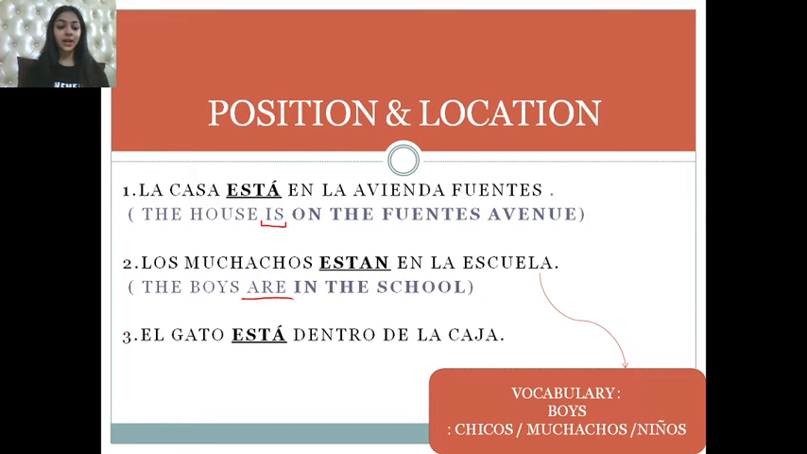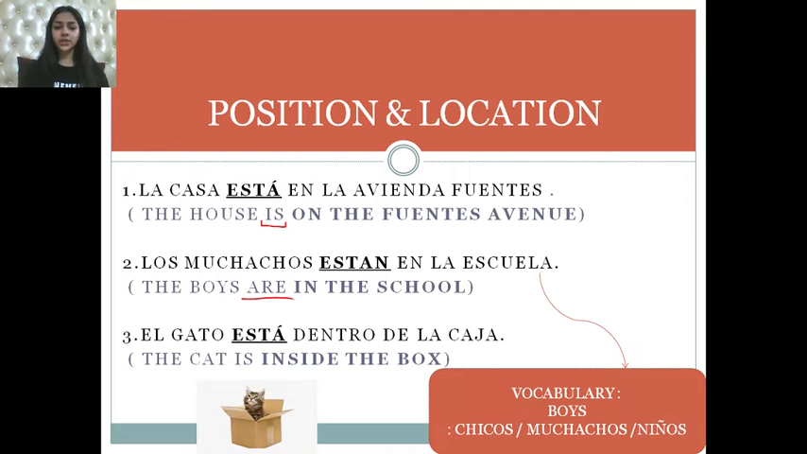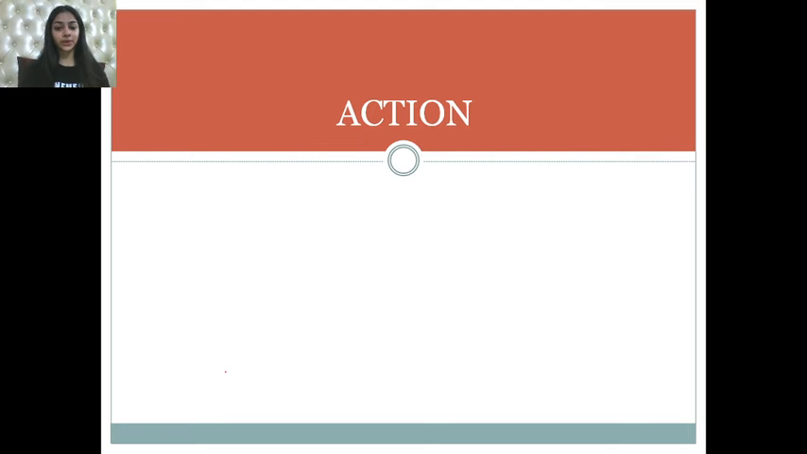Muy bien. El gato está dentro de la caja. The cat is inside the box. Again, talking about the position and location of the cat, that's the reason why instead of "is" we are using verb estar. Perfecto. Let's move forward with the second part, action.